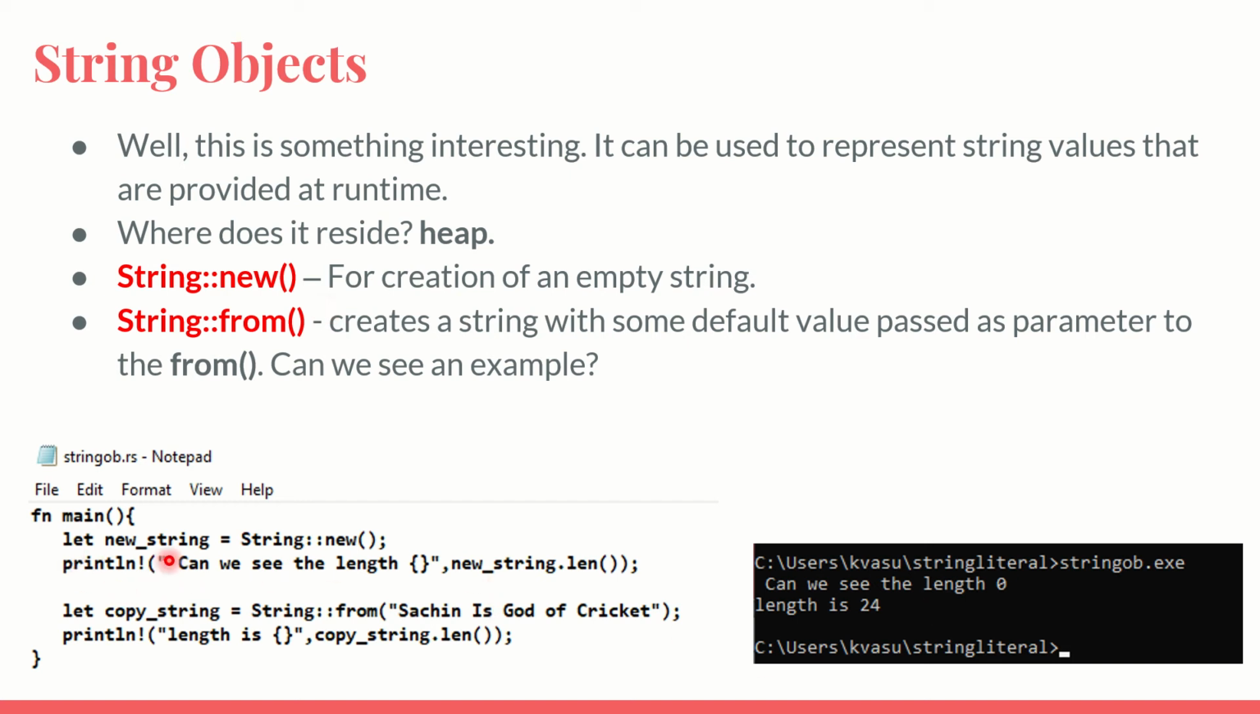Let new_string equal to String::new. Now you can see that I have not assigned anything to it. It is new. Now I am going to see the length of it. I am going to understand what is the length of the newly created string. What should it be? It should be 0. So I have not got any value assigned to it. I have not got any value moved to it, and I have created a new string. That's all.